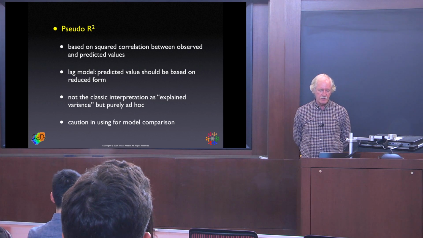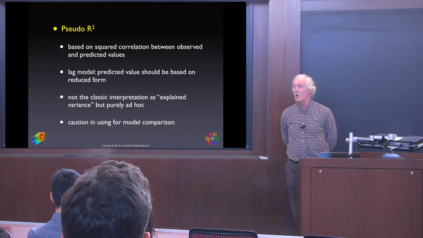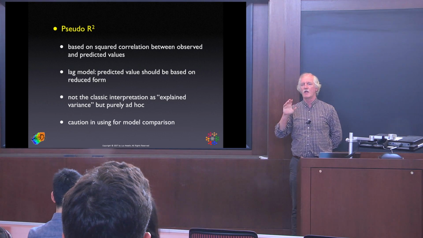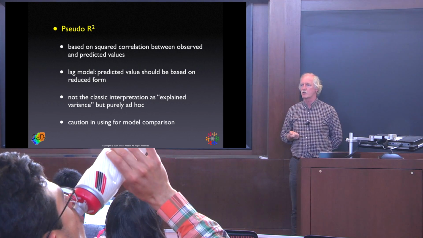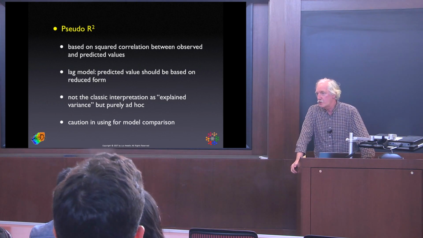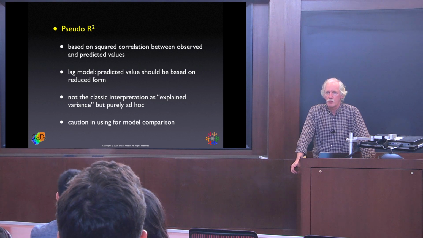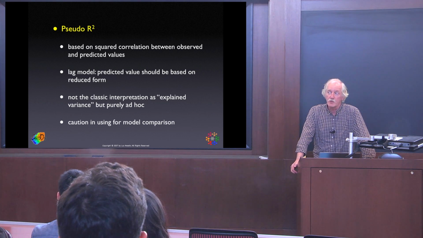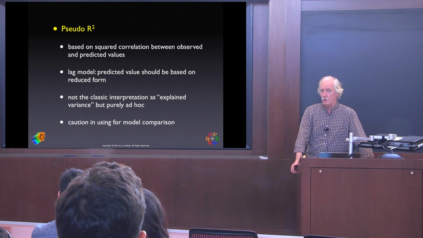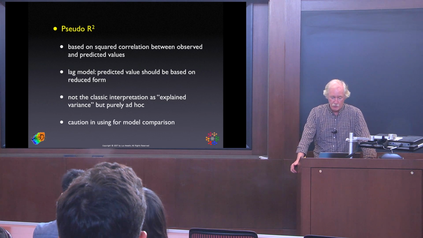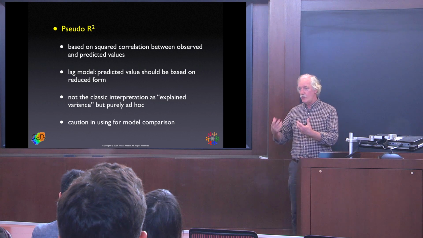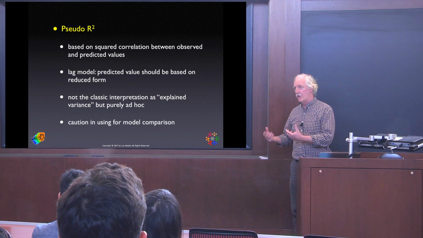But what we can use instead is something which is used a lot in models where this notion of explained variance doesn't really work, and that's a notion of a pseudo R square. And typically a pseudo R square is the correlation or squared correlation between observed and predicted. And of course, here again we get in trouble with the lag model. Which predicted value do we use? And so in the lag model, to get a pseudo R square, we really need to use the predicted value from the reduced form.